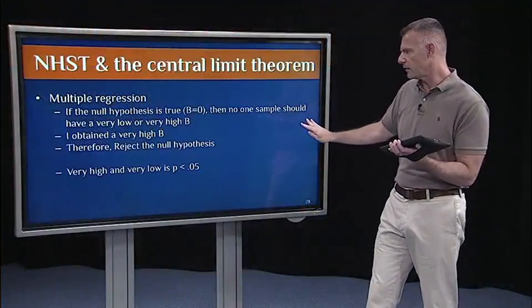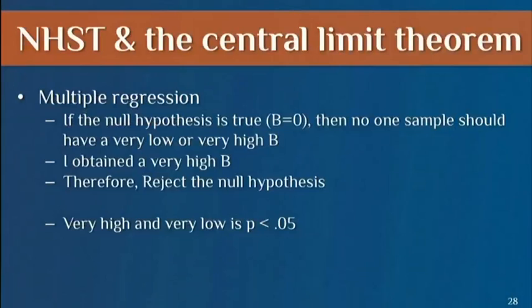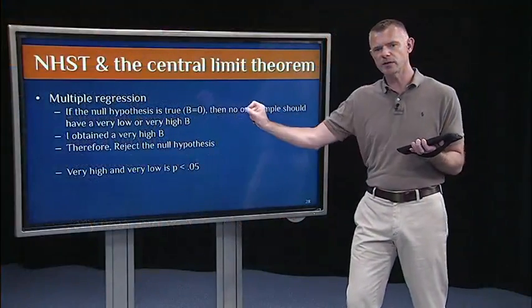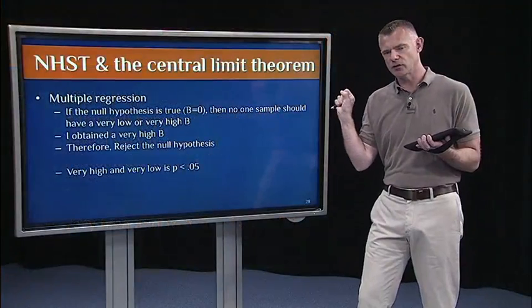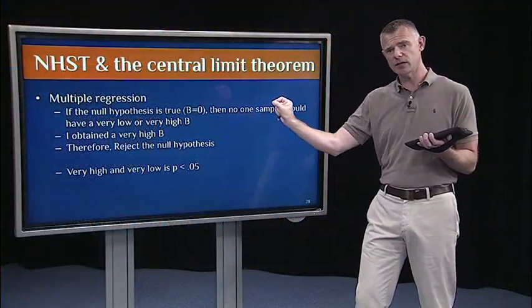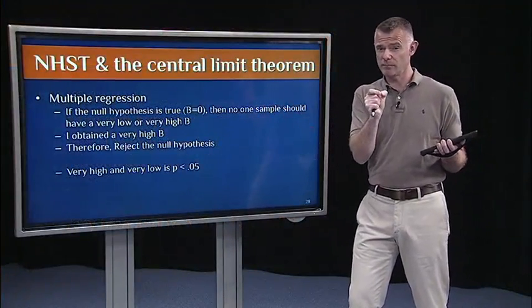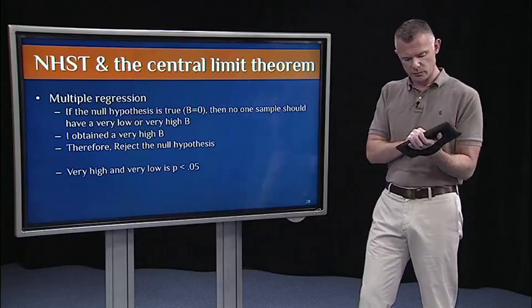Again, if the null hypothesis is true, no one sample should have a very high, very low slope. I obtained a very high slope, therefore reject the null. Very high and very low simply means p less than 0.05. So less than 5% of the distribution in the extreme positive tail of the t-distribution or in the extreme negative tail of the t-distribution.